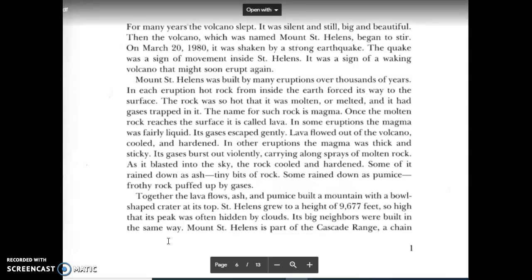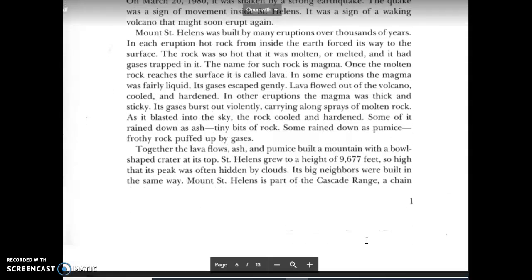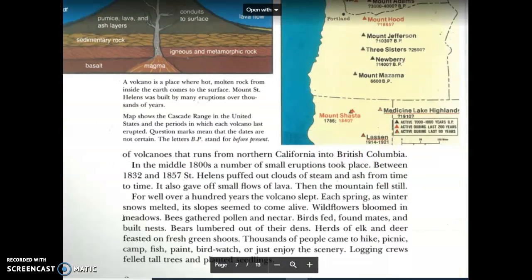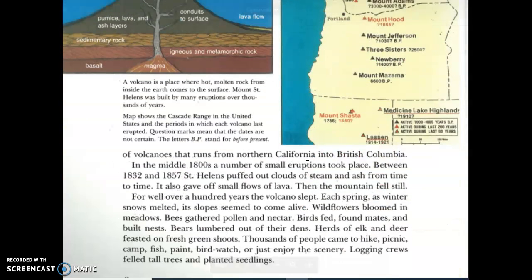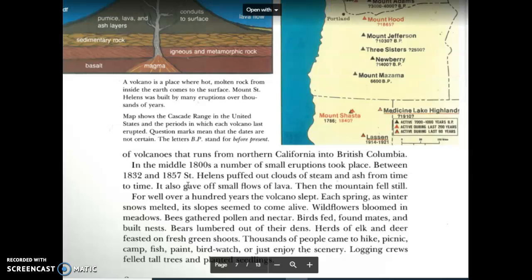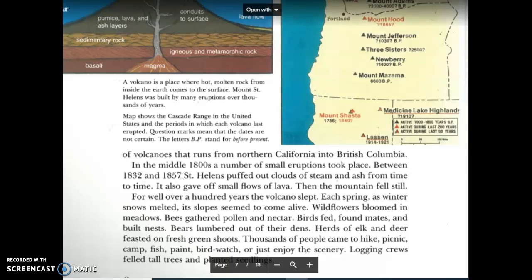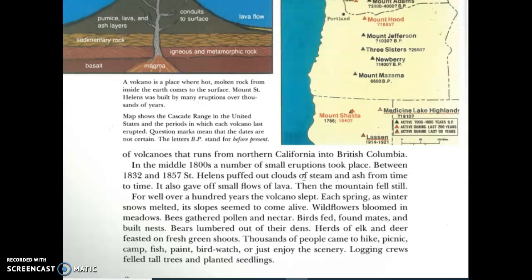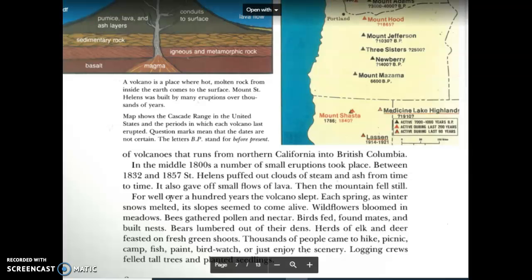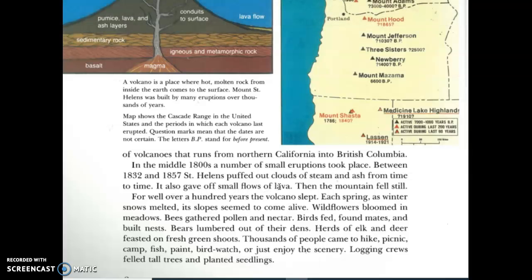Its big neighbors were built in the same way. Mount St. Helens is part of the Cascade Range, a chain of volcanoes that runs from northern California into British Columbia. In the middle 1800s, a number of small eruptions took place. Between 1832 and 1857, St. Helens puffed out clouds of steam and ash from time to time. It also gave off small flows of lava. Then the mountain fell still. For well over 100 years, the volcano slept.